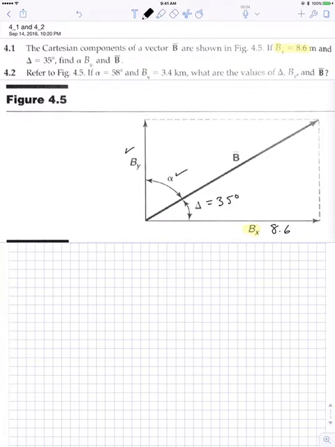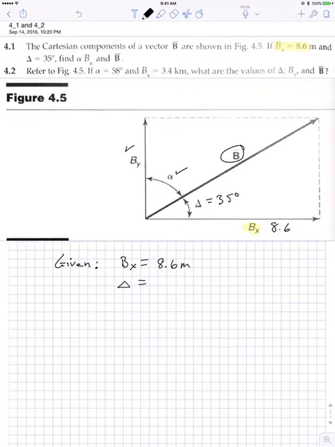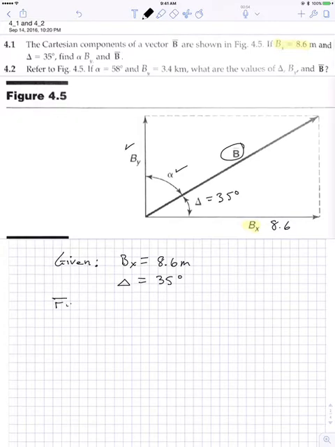in the vector b. Okay, so we're looking at the form of the solution as well. So we want to say in the usual form, given. Okay, so we're given that Bx is 8.6 meters. All right, we're given that delta is 35 degrees. We want to find the following things. We want to find alpha, By, and the vector b.